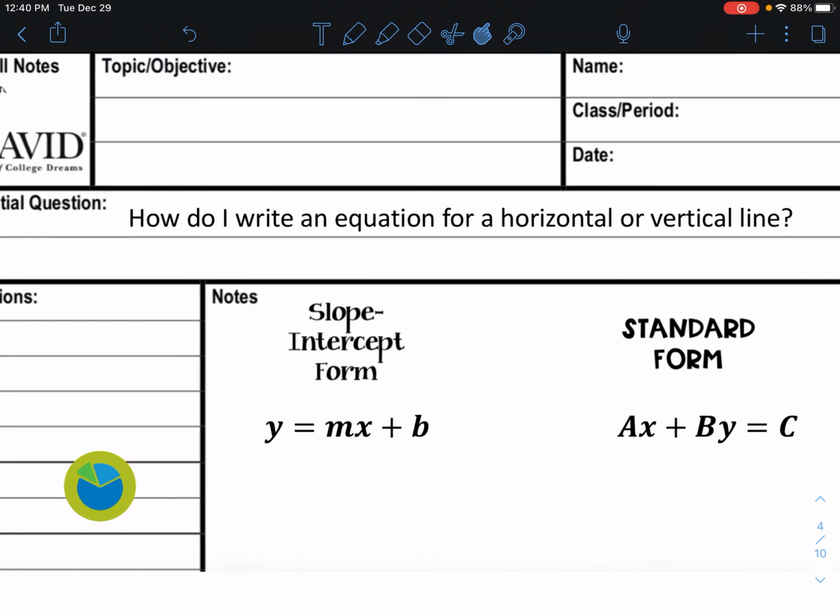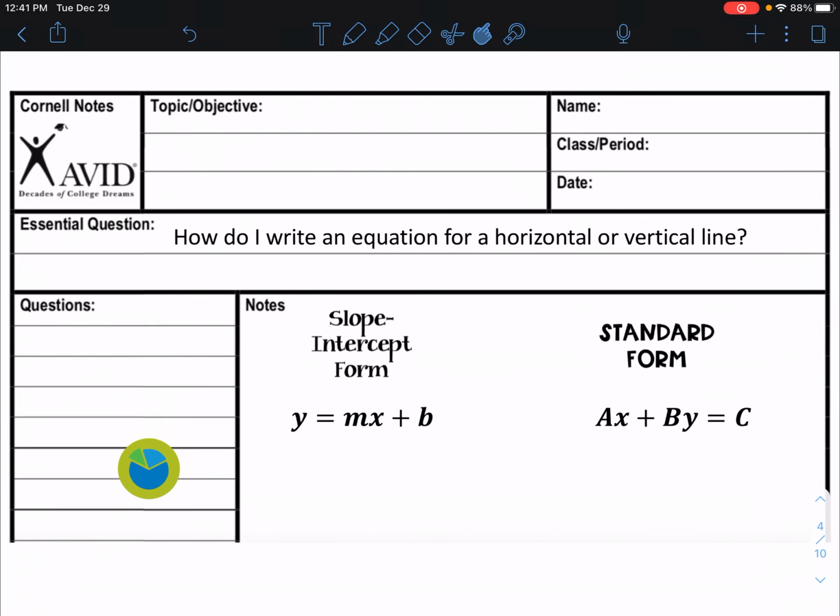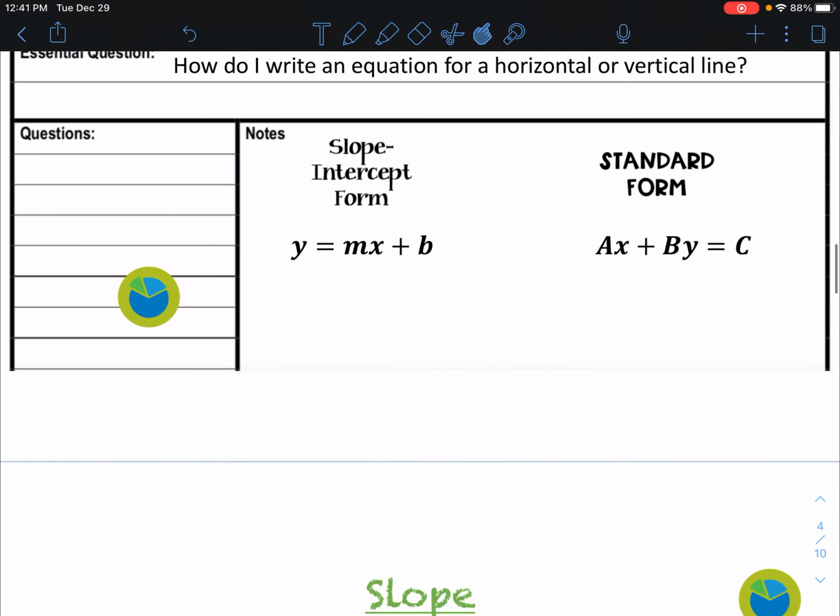What we've discussed already is slope-intercept form, y equals mx plus b, and then standard form, ax plus by equals c. So these are two forms that we've already discussed of linear functions, and we've touched on a couple of the other ones, but we're going to come back to that today.